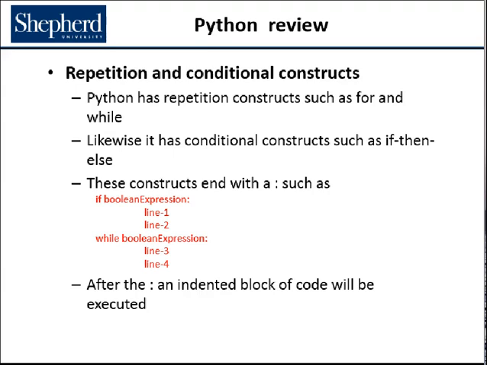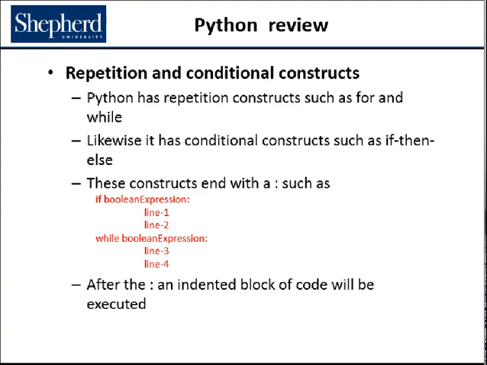All general-purpose programming languages support repetition and conditionals. The if statement is a conditional construct in Python, and with an if statement, a block of code is executed once if a condition is true. While and for loops are repetition constructs in Python. A block of code will be executed many times depending on some condition.